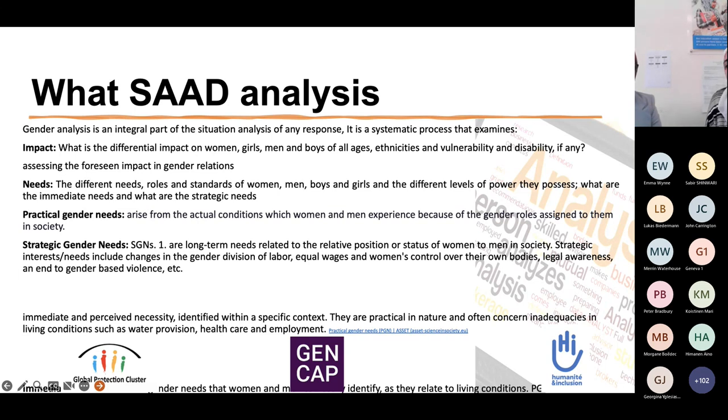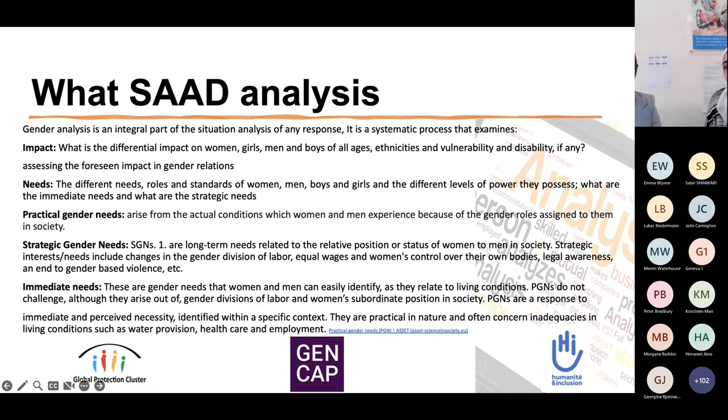When we are talking about SAD in the analysis, we are looking at the impact. What are the different impacts affecting the lives of boys, girls, men and women, from the different ethnicities, vulnerabilities, disabilities, and even the disabilities are different from person to person and from one disability to another.